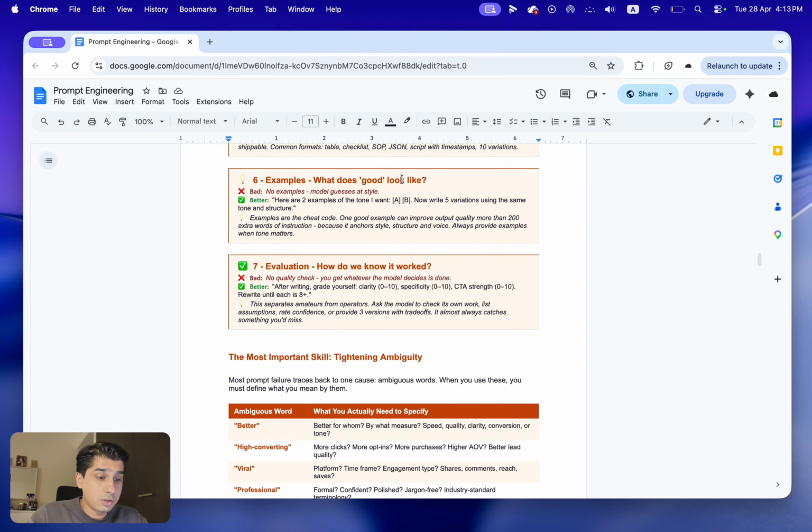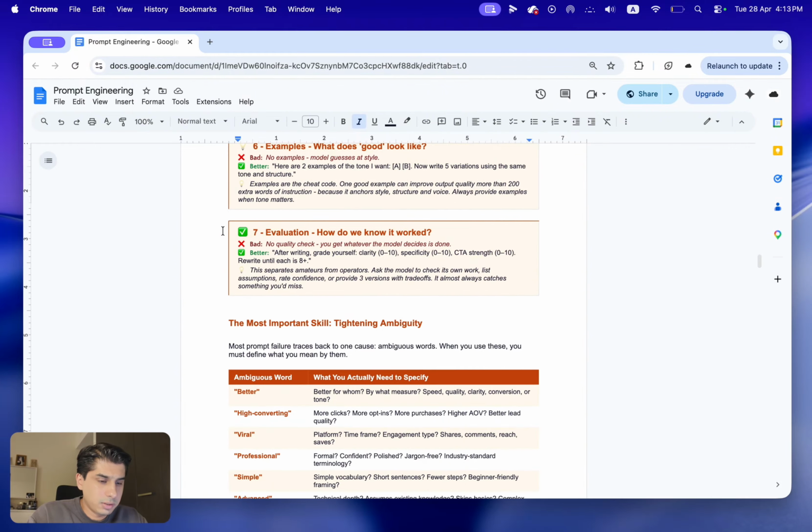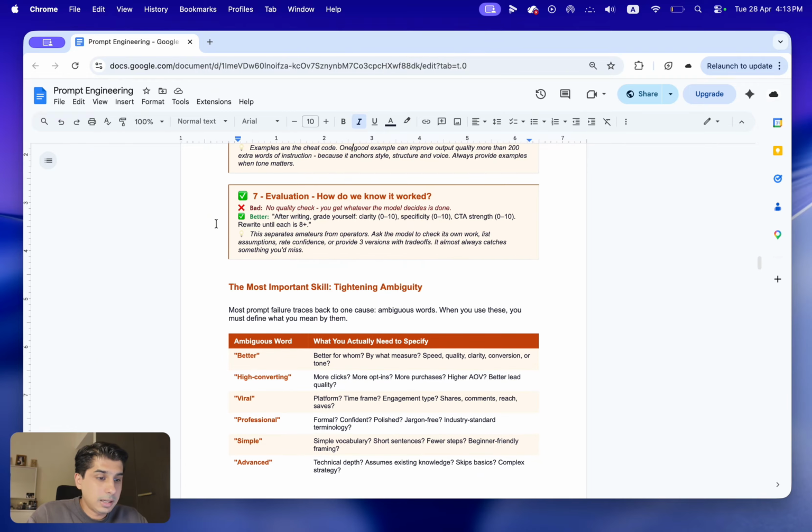Number 6 is what does good look like? So no examples, the model basically guesses at style. Better is: here are 2 examples of the tone I want, paste in the image or the script. Now write 5 variations using the same tone and structure. Now examples are ideally a cheat code in my opinion, okay? One good example can improve output quality more than 200 extra words of instructions. Put that into mind, because it anchors style, structure, and voice. Always provide examples when tone matters, okay? And number 7 is how do we know it worked, right? So bad is no quality check.